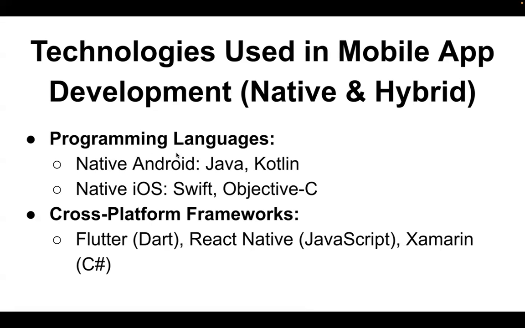Next one, native applications. For native Android, the programming languages are Java and Kotlin. For iOS, we can use Swift and Objective-C. These are the pure programming languages for native Android and native iOS. And next one, I mentioned hybrid. Hybrid we can call cross-platform frameworks. With this we can implement the same code for iOS and Android.